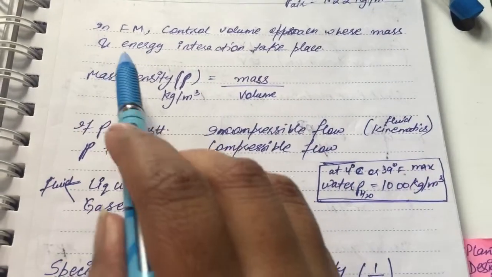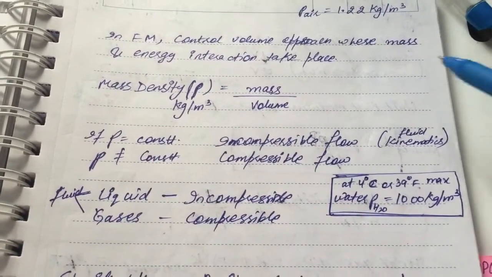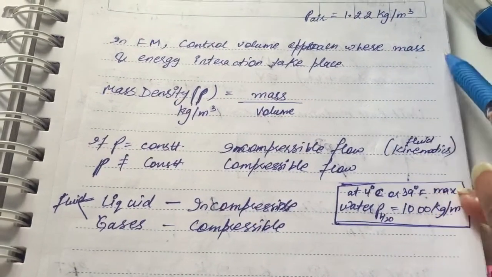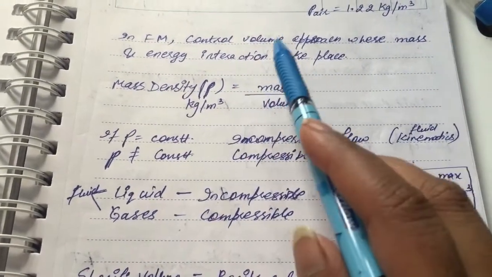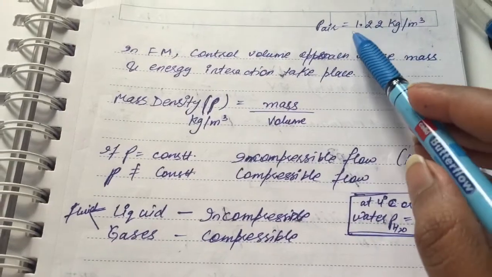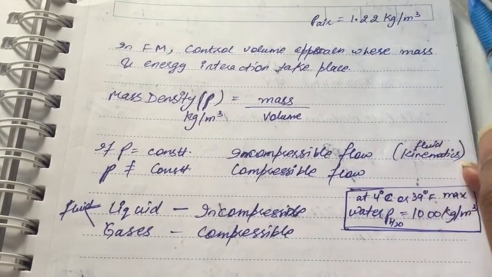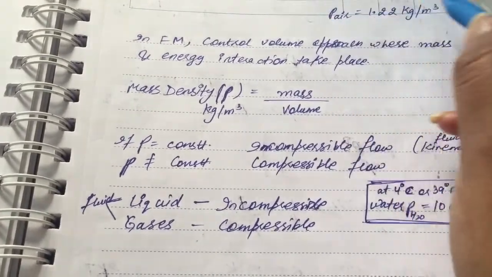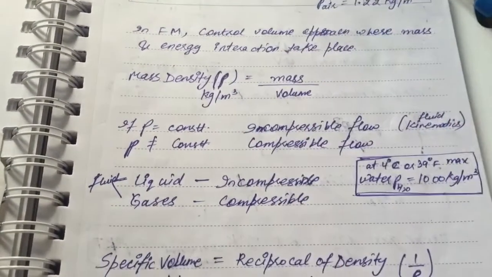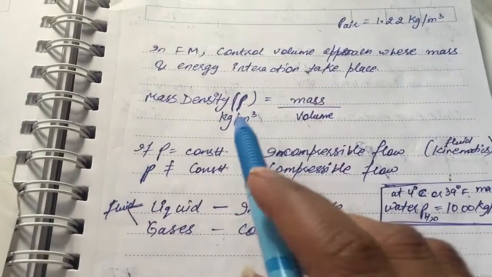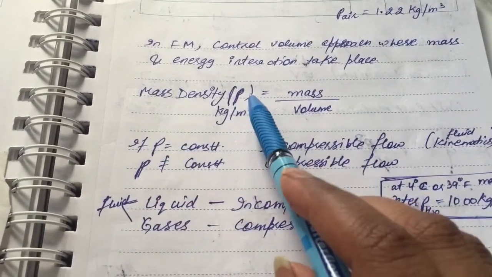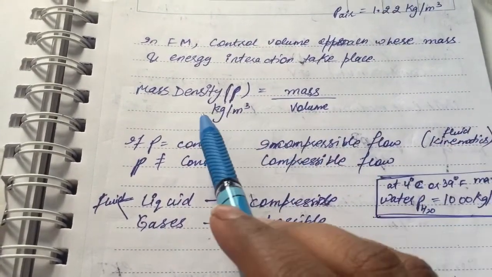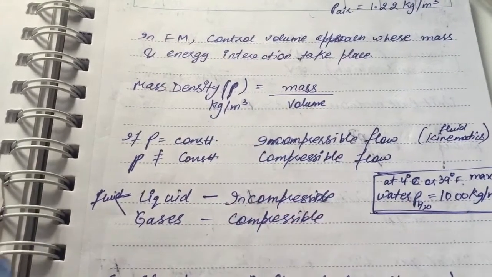Okay, let's start. In fluid mechanics, we use the control volume approach where mass and energy interaction take place. The density of air we know is 1.22 kg per meter cube. In between I do have small short notes written on top of my notes, so I would keep on mentioning that as well. So we know mass density rho is equal to mass by volume. Its unit is kg per meter cube.